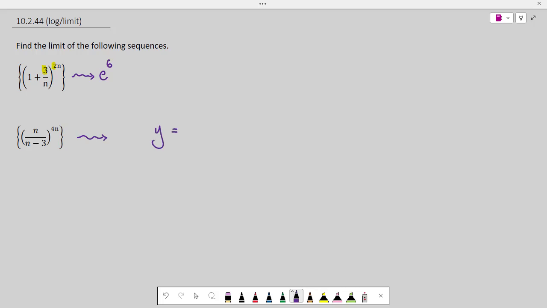So we do this longhand. You don't have to, but usually we like to replace the n's with an x. So we've got that as our function. And then we take the natural log of both sides. So the natural log of y will equal 4x times the natural log of x over x minus 3.